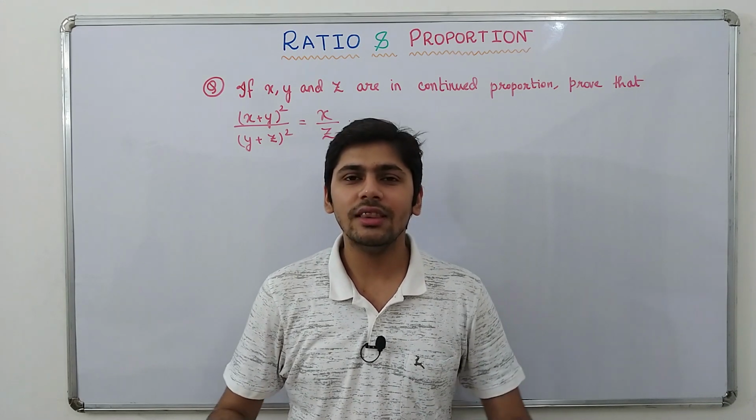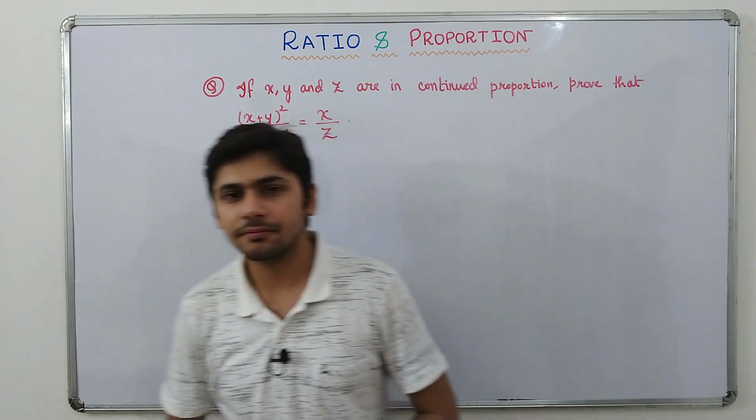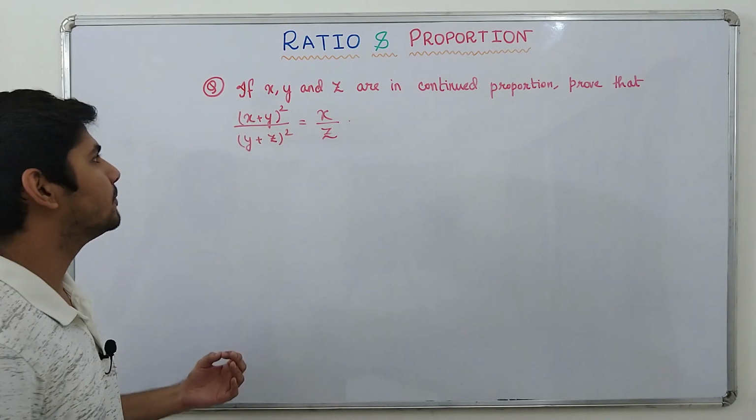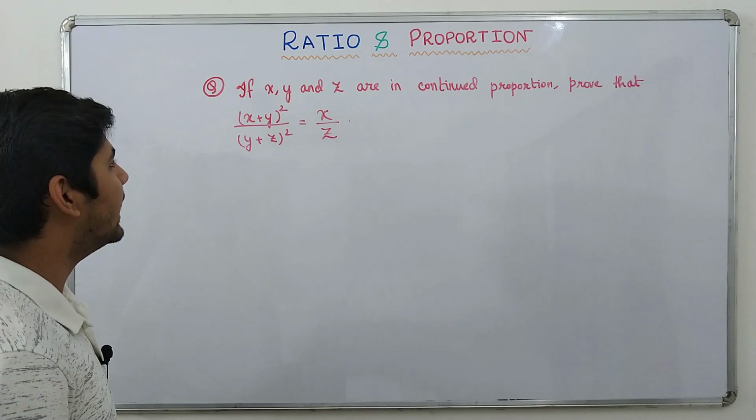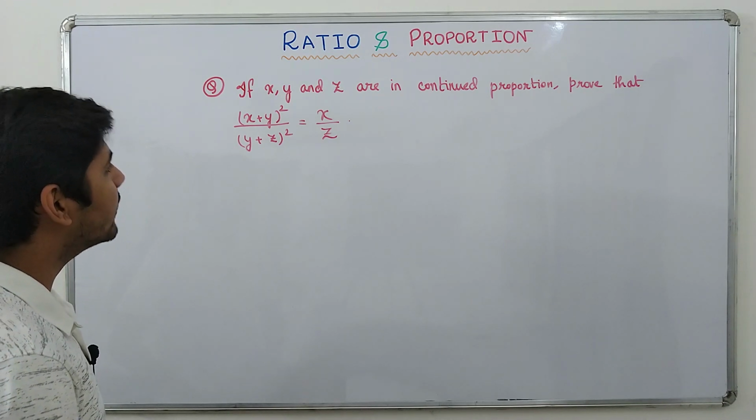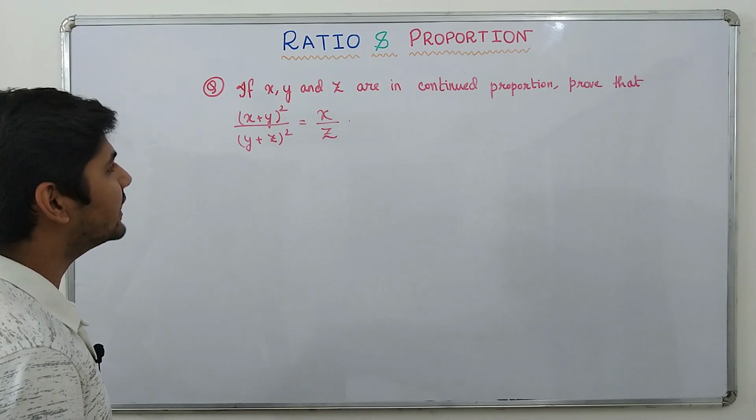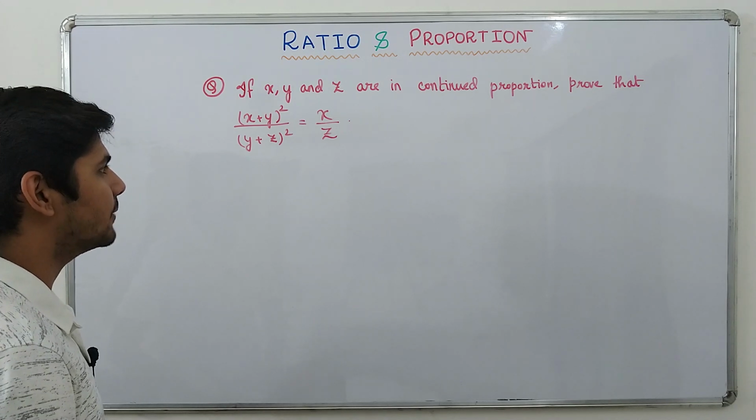Without further ado, let's begin with the sums. Sum number 1. If x, y and z are in continued proportion, you have to prove that (x plus y) whole square by (y plus z) whole square is equal to x by z.